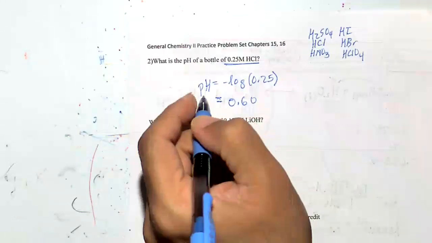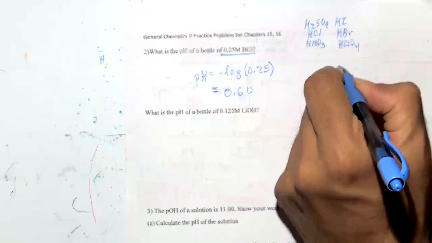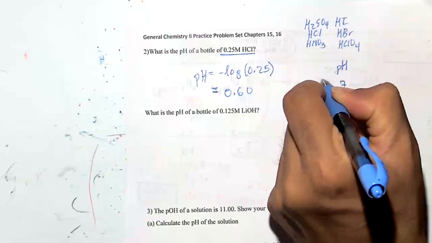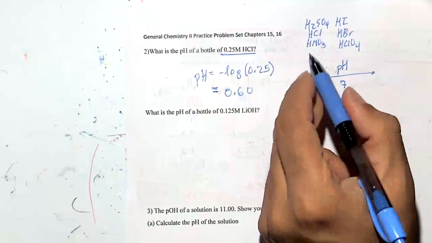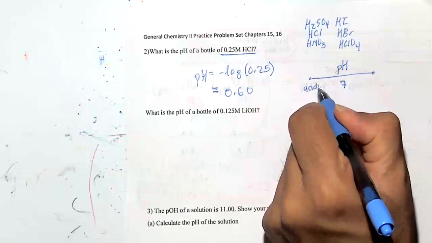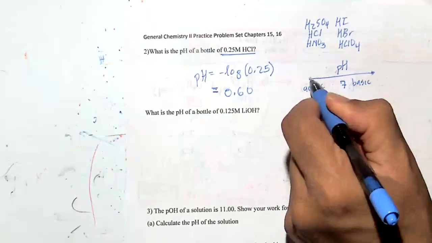Does pH have units? No. pH does not have units. It's a scale, and the scale goes like this. 7 is considered neutral, anything below 7 is considered acidic, and anything above 7 is considered basic.